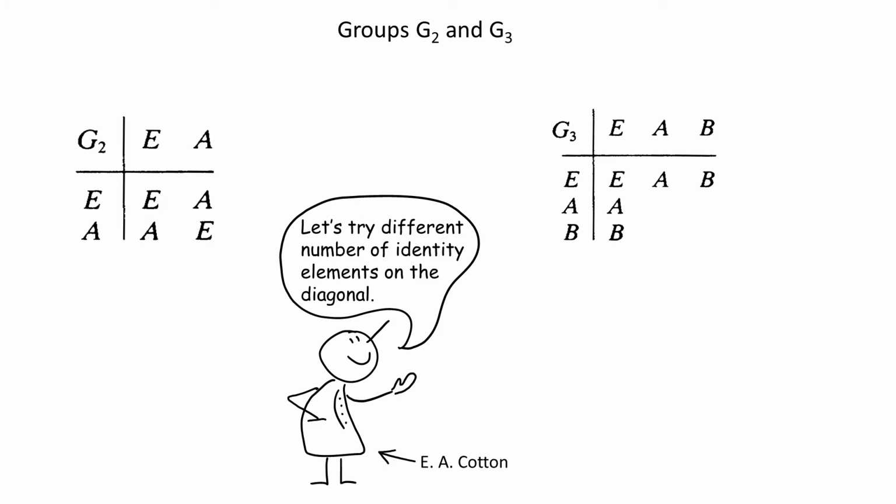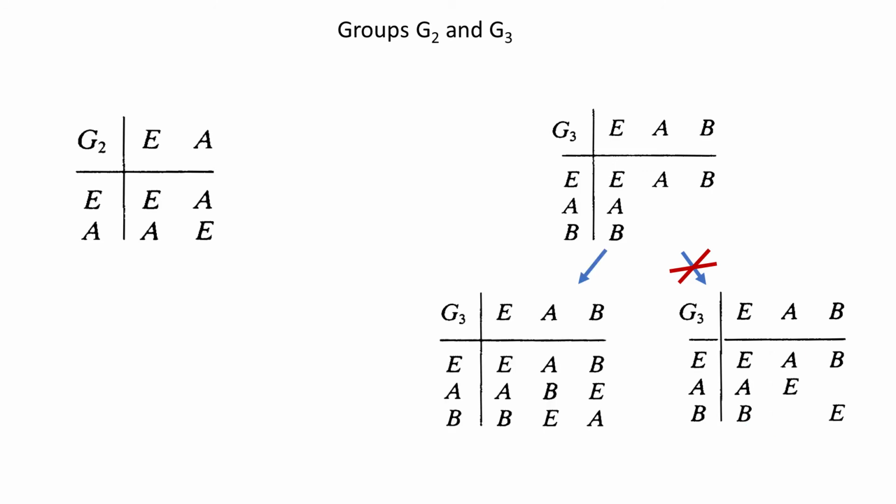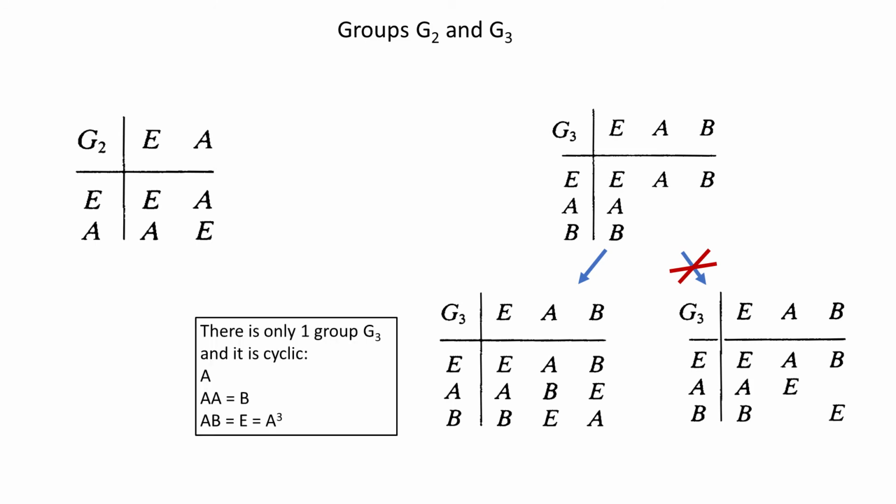We already said that the number of elements that are not inverses to themselves must be even. That means for G3, either all 3 elements are their own inverses or just one, only E. As it turns out, the first case is impossible. We see that if E is here, then here we have to have B. But we cannot, as here is B as well. That will not be a group. The second option works. AA is B, and so we have no repetitions in the table. Please notice that this group is cyclic. We have A, AA is B, and AB is AAA, which is equal to the identity element.